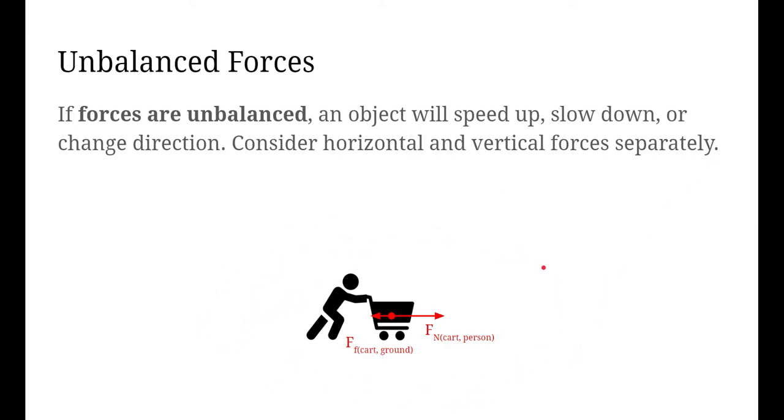So real quick, here's an example of an object where the forces are not balanced. And so under it, on your notes, you can label that unbalanced forces end up in a change in velocity.